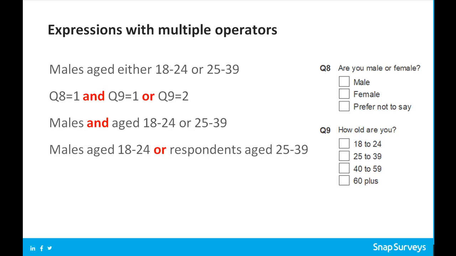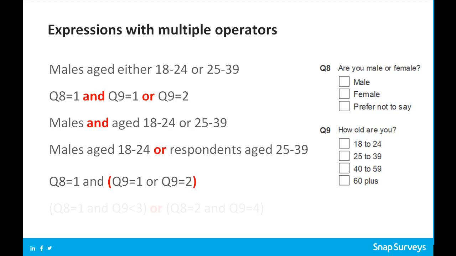But the good news is this can all be sorted out using brackets. So Q9 equals 1 and then the next section in brackets Q9 equals 1 or Q9 equals 2. So we're bracketing the parts of the filter to which the word or applies.